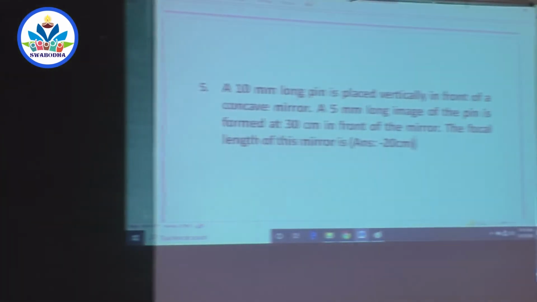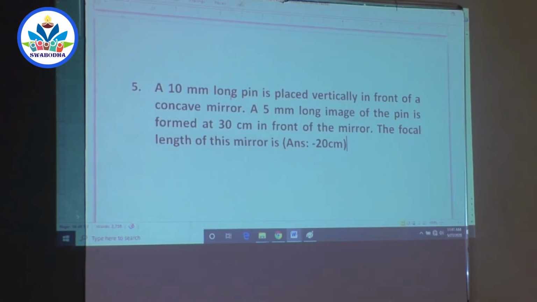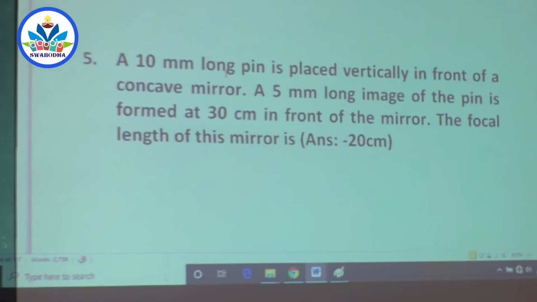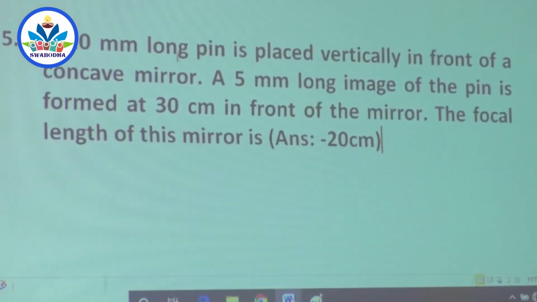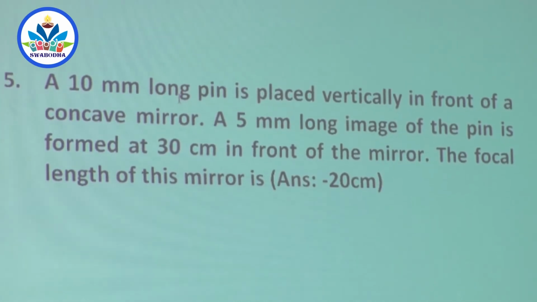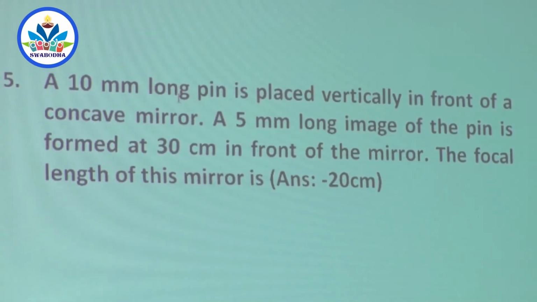A 10 millimeter long pin is placed vertically in front of a concave mirror. A 5 millimeter long image of the pin is formed at 30 centimeter in front of the mirror. Focal length of this mirror is? So we will spend some time on the problem now because we know some theory. In a concave mirror, whenever the object is beyond center of curvature, image is between F and C. When the object is between F and C, image is beyond C. When the object is at C, we get image at C. Only when the object comes within the focus, we get image inside the mirror.